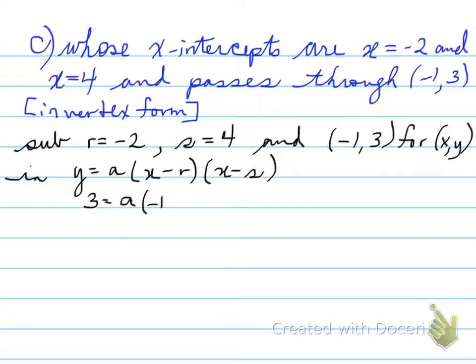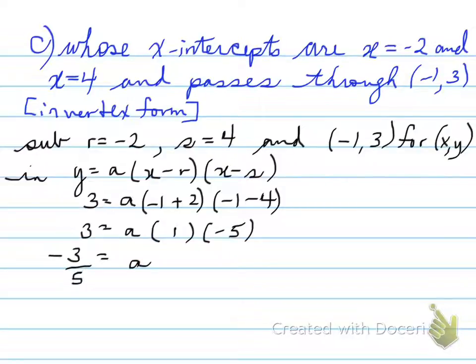So we plug it in, our y, our x, our r, our s, and then we solve it very quickly to find out that the a equals negative 3 over 5. How did that come? Negative 1 plus 2 is 1. Negative 1 minus 4 is negative 5. Multiply those and divide, and you get negative 3 over 5. That is the equation y equals negative 3 over 5, x plus 2, and x minus 4. That is your generic equation for this problem.